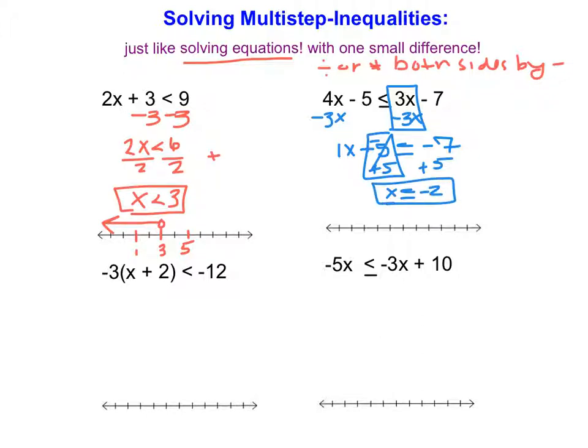So I'm going to go to my number line. Here I have negative 2, 0, and negative 4. I put an open circle at negative 2, and then I want the numbers smaller than negative 2, so I draw the arrow to the left.